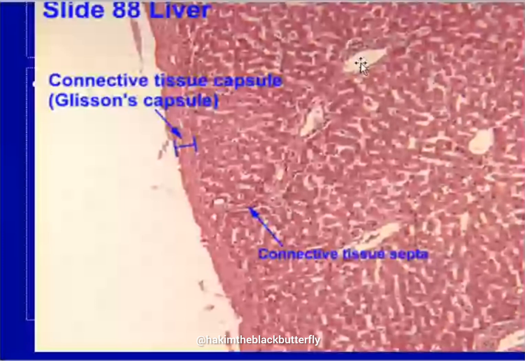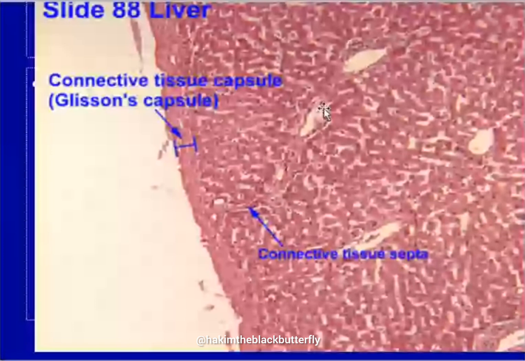So these septa of Glisson's capsule give the blood vessels a route where they can pass to enter the substance of the liver. So they are conduits of blood vessels and bile ducts. They pass through the septa of Glisson's capsule.